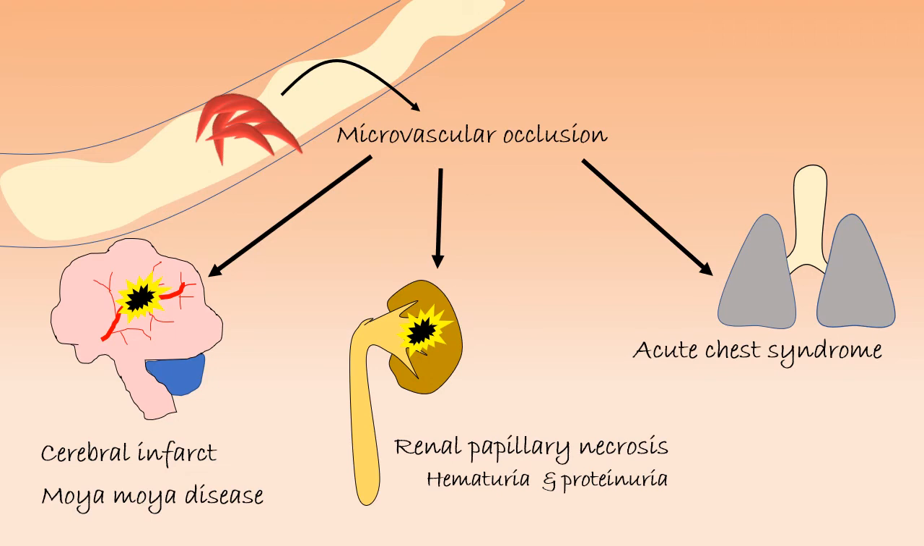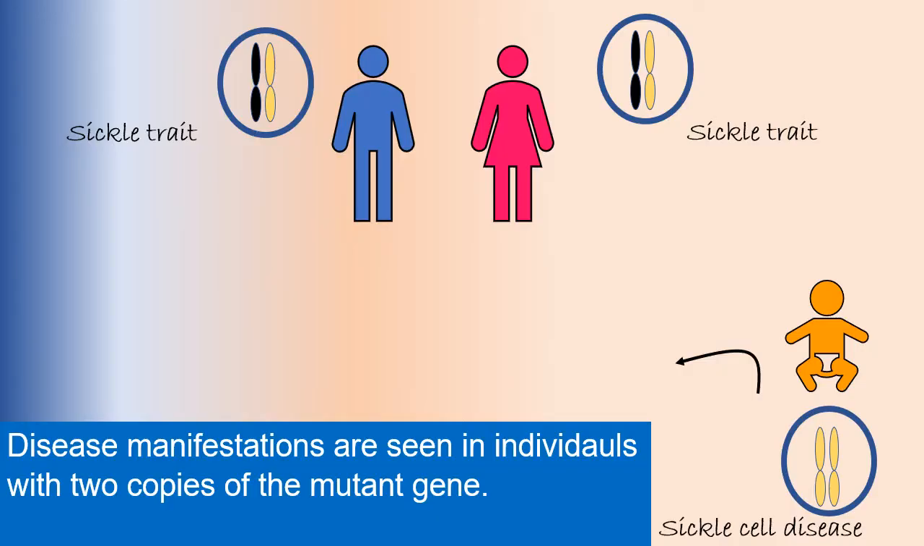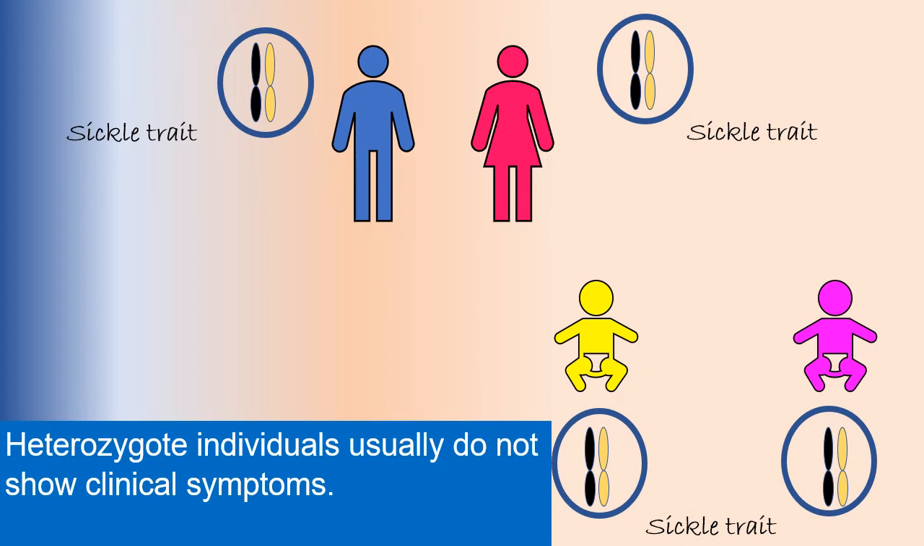Secondary to microvascular occlusion, these patients can also present with cerebral infarct, moyamoya disease, renal papillary necrosis, as well as acute chest syndrome. These disease manifestations are seen in individuals who have two copies of the mutant gene. Those are people with sickle cell disease. Whereas a heterozygous individual who harbors only a single copy of the mutant gene will not show clinical symptoms, and these patients are called sickle cell trait individuals.